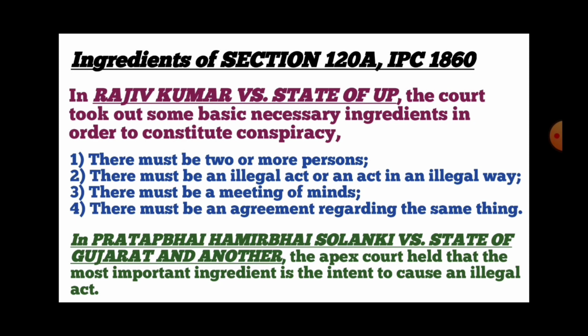It means that the parties to the criminal conspiracy must have knowledge about the act of conspiracy. Fourth, there must be agreement regarding the same thing. It means that the parties to the criminal conspiracy must agree regarding making the plan of criminal conspiracy. In Pratap Bhai Hamir Bhai Solanki versus State of Gujarat and another, the apex court held that the most important ingredient is the intent to cause an illegal act, which means that the Supreme Court held through this case that the criminal intention possessed by the accused person is a must to constitute the offence of criminal conspiracy.